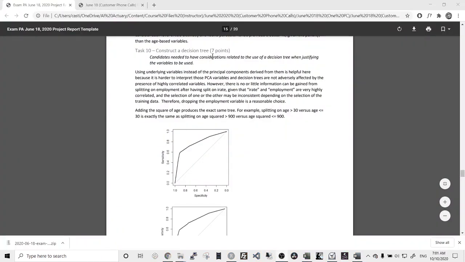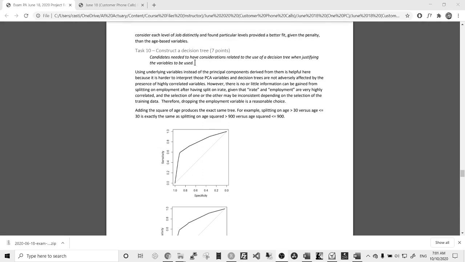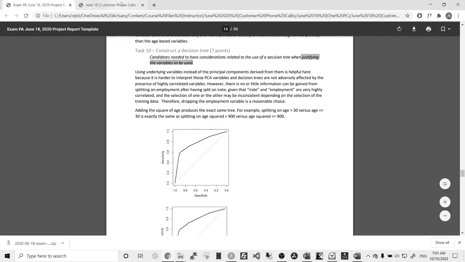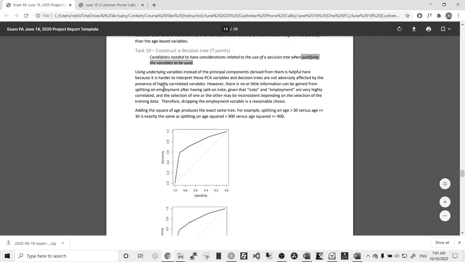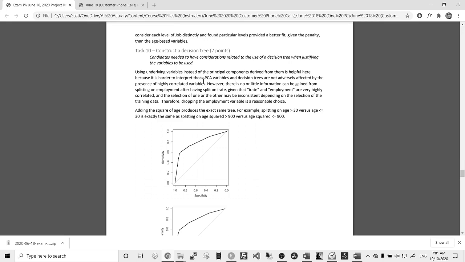Candidates need to have considerations related to the use of a decision tree when justifying the variables to be used. This is referring to part 1 of the question, which is to justify the choice of using underlying variables instead of the constructed PCA variables. The answer they want is that when you use a decision tree, it automatically removes the correlated variables.